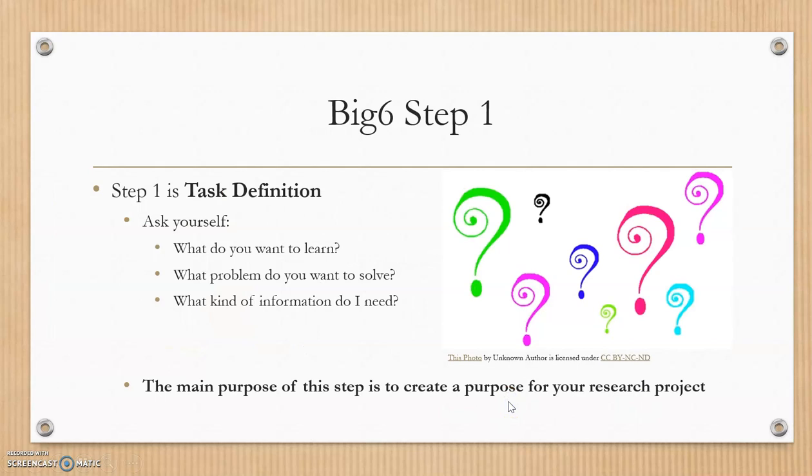So, the Big Six is a research model that you've been going over. So I'm going to review each step in the Big Six process to help guide your thinking. So step 1 is task definition. This is where you're going to define what your research is going to be about. You can ask yourself, what do you want to learn? What problem do you want to solve? Or what kind of information do I need? So this one is going to give your research a purpose.